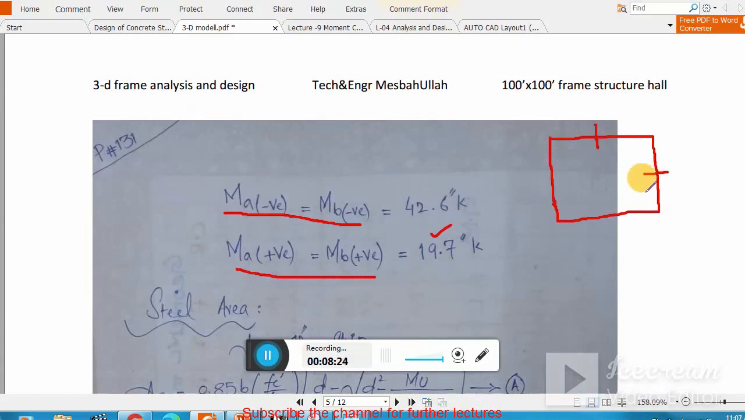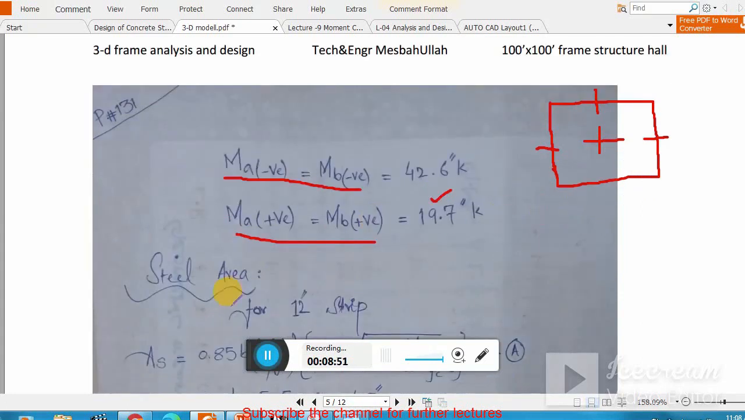The negative ones, both in shorter and longer direction, and similarly the positive ones, in both shorter and longer direction, are the same. But the important information which I see here is that the positive moment is lesser than the negative moment. This is interesting. The negative moment is maximum. This is important. Now we are proceeding towards the design.